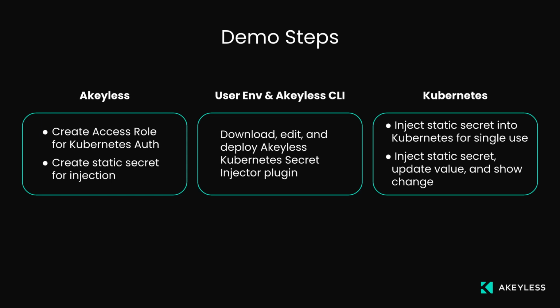Lastly, we will move to the Kubernetes side, where we will demonstrate how to inject the secret into the container at runtime, and then a second example with an additional sidecar container, which will check for changes in the secret value every 30 seconds, and we will see the change take place.